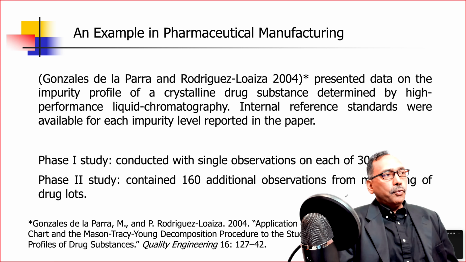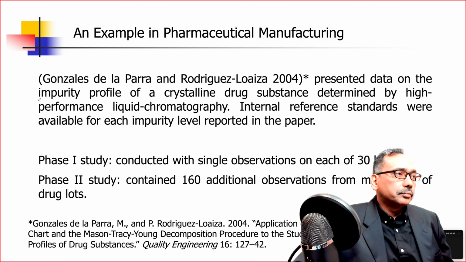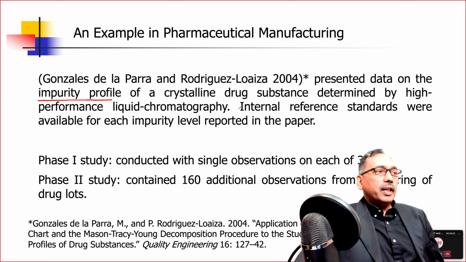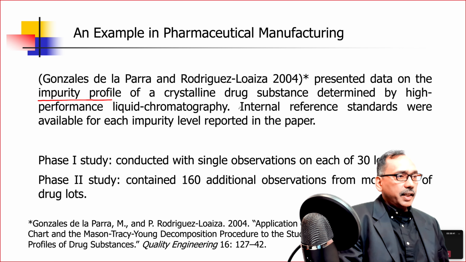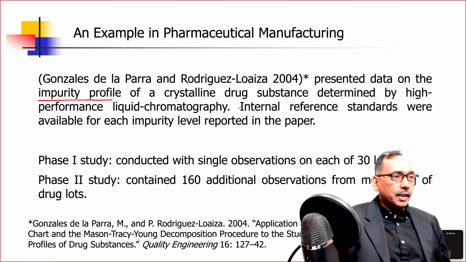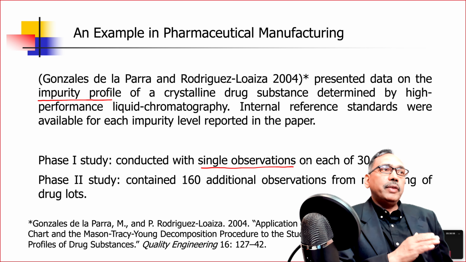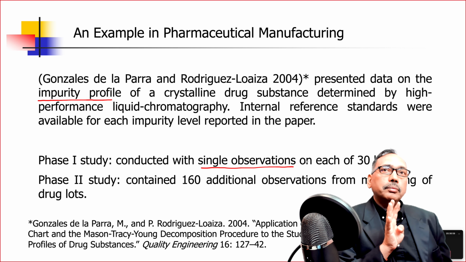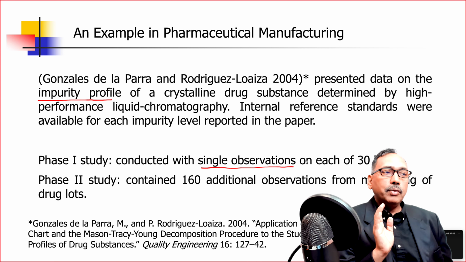There was a paper in 2004 by Gonzalez and Rodriguez who presented data on the impurity profile for a drug, and they also did a similar thing, a phase 1 study and a phase 2 study. The only difference here is that we are monitoring single observations, not a subgroup. In the previous example, I had 4 observations for each subgroup. But now these are single observations, and there were 30 different lots.